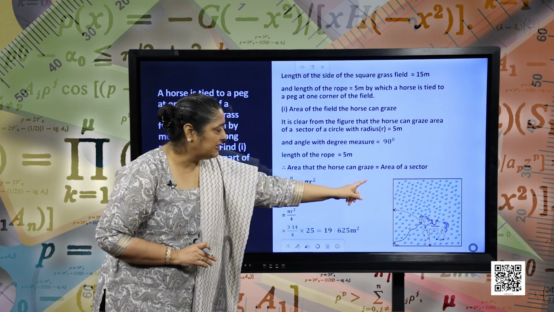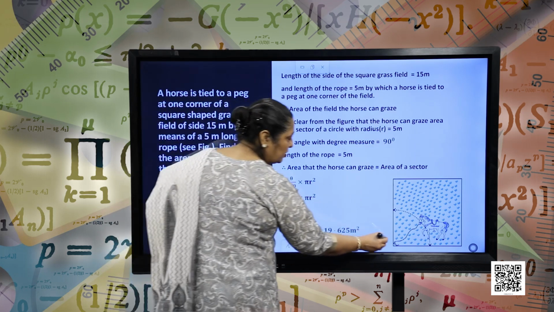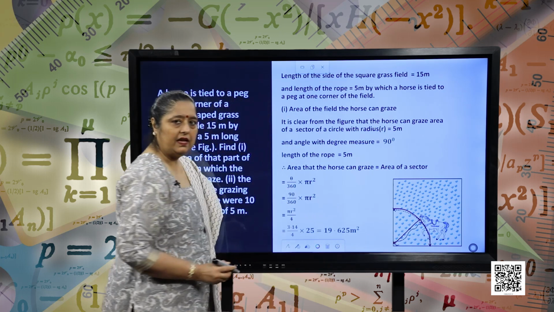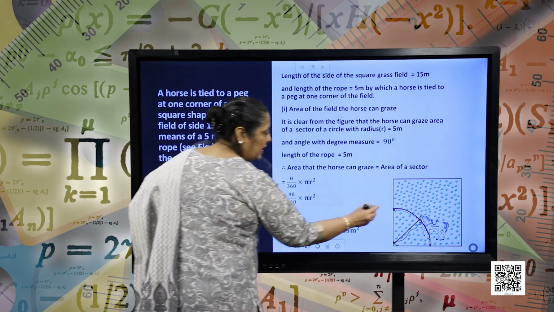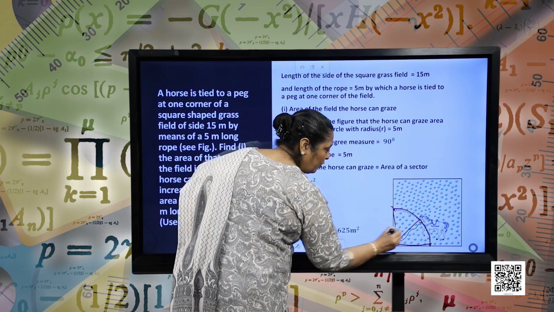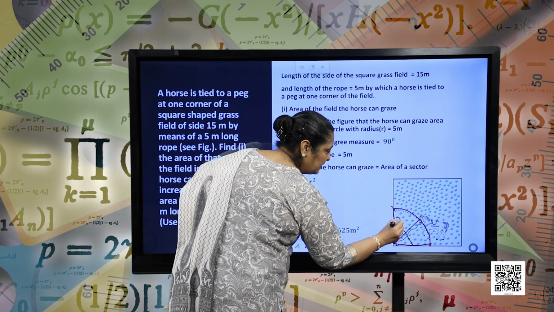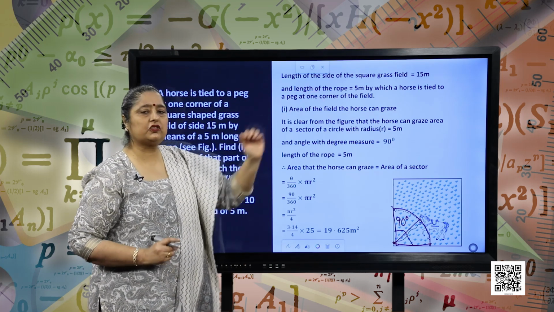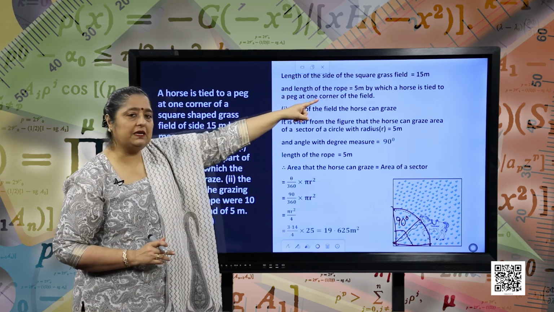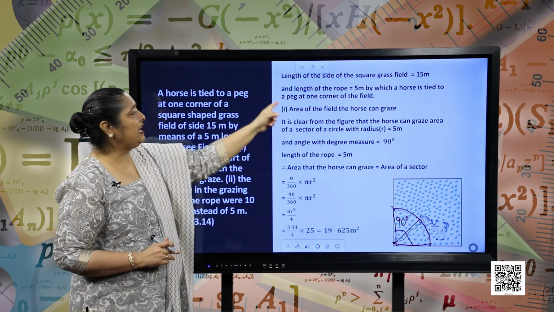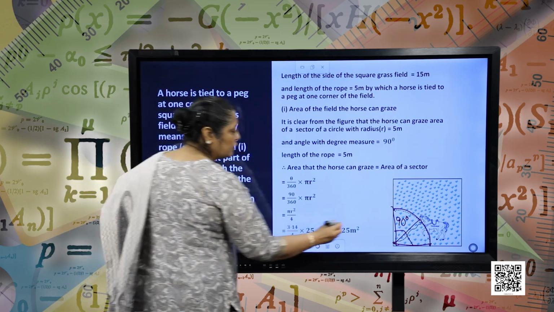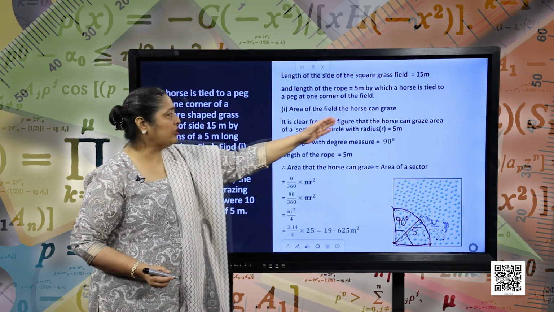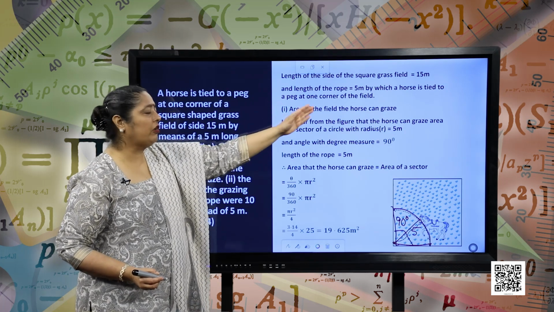Let us move forward. This is the figure and here this is the rope, right, and this is the area grazed by the horse. Let us see, if this is a square, then what is this angle? This angle is 90 degree, right. So, length of the side of the square grass field is 15 meters as given in the question, and length of the rope is 5 meter. So, this is 5 meter, okay, to which the horse is tied to peg at one corner of the field.